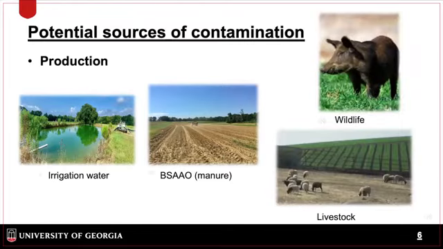Also, as I said, animals around the produce area can become a potential source of contamination, especially wildlife that you don't have control of. Animals can be walking around and contaminating the water, contaminating the soil. Also, if you have livestock close to your irrigation ponds or close to your production field, there might be a huge source of contamination in your area.